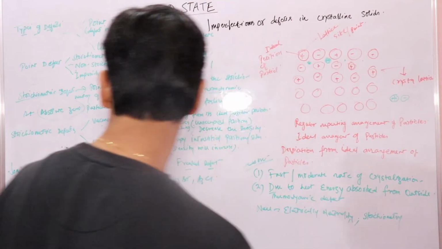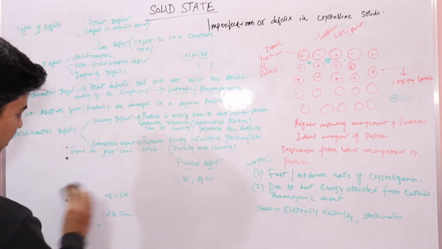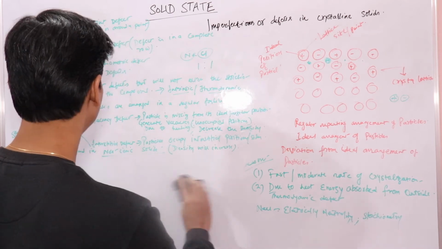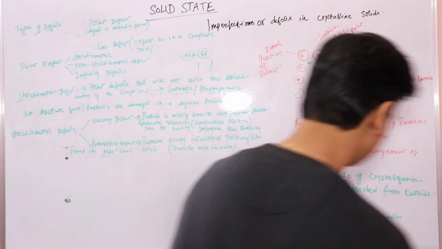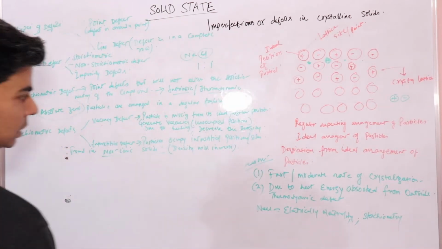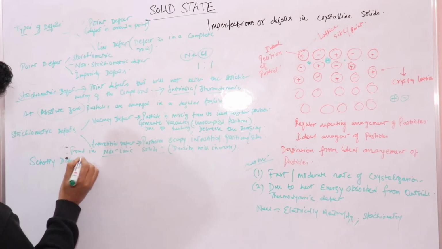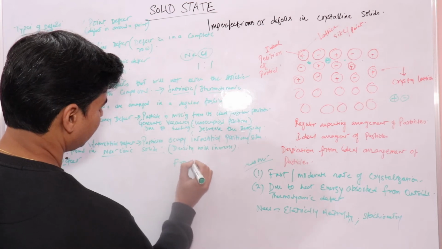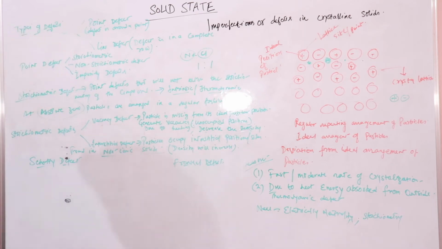So let's write some points of difference, because this is important. Many a time these points of difference have been asked in the exams. So we'll write it over here: Schottky defect and Frenkel defect. Let's first understand these.